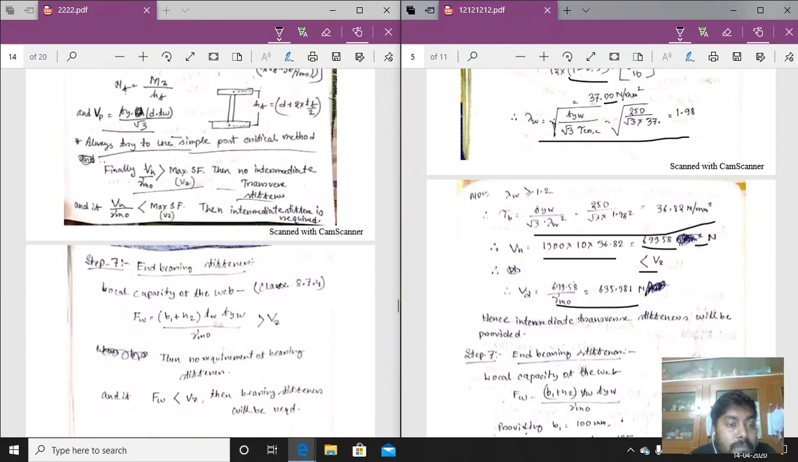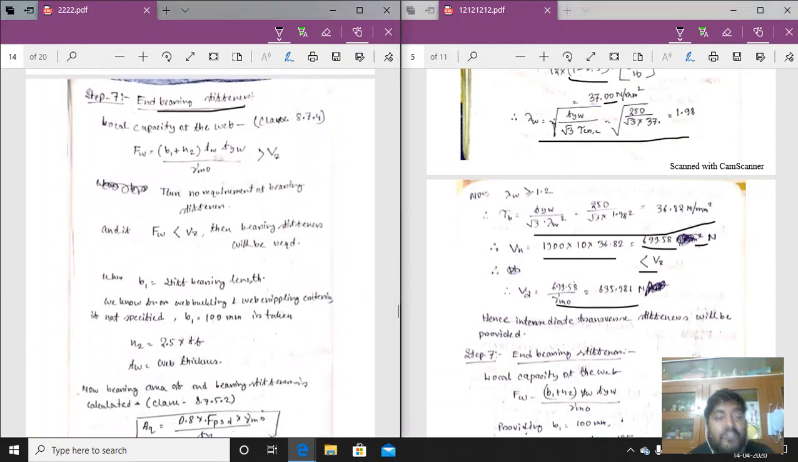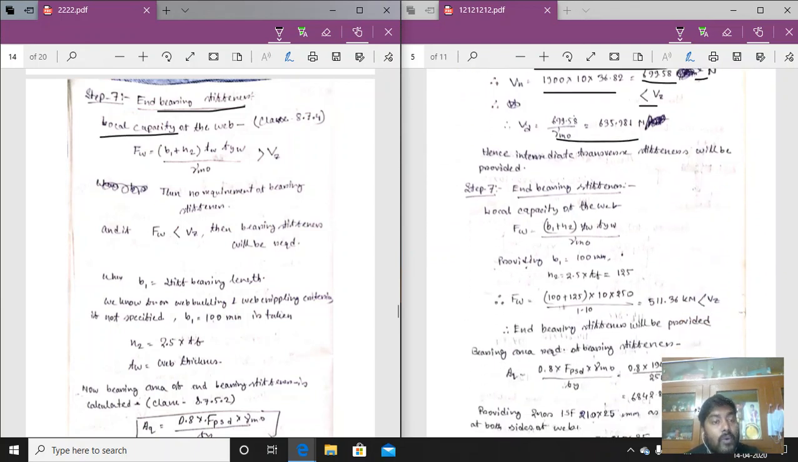Now coming to step number 7, the end bearing stiffener. That is the stiffener that is present at the end of the plate girder, so as to resist the shear force acting. So the end bearing stiffener we have to design. First the local capacity is calculated: Fw divided by B1 plus N2 into Tw into Fyw by gamma m0. Now as the value of B1 is absent, we are taking B1 equal to 100, as it says here. So B1 equals 100 mm. And N2, using that formula, we are getting N2 equal to 125 mm.